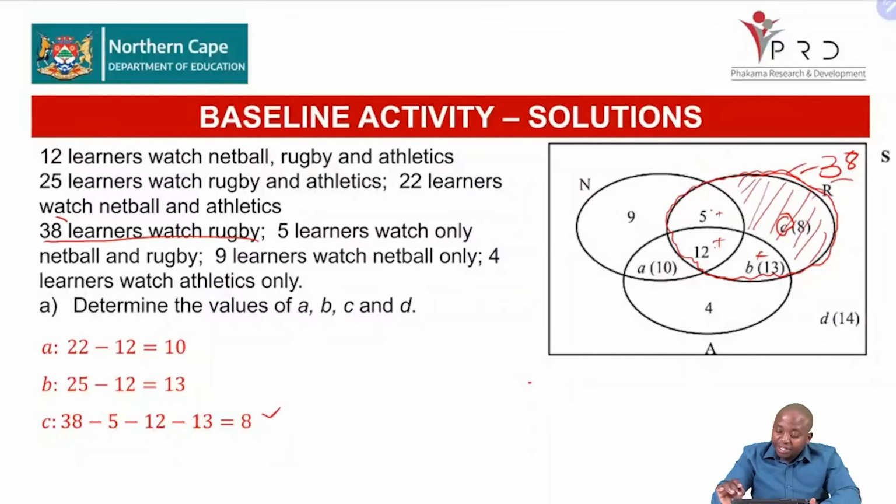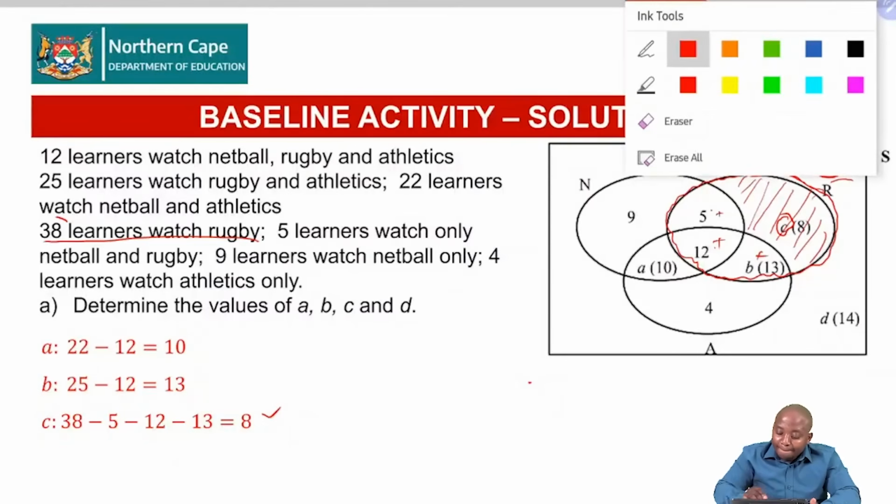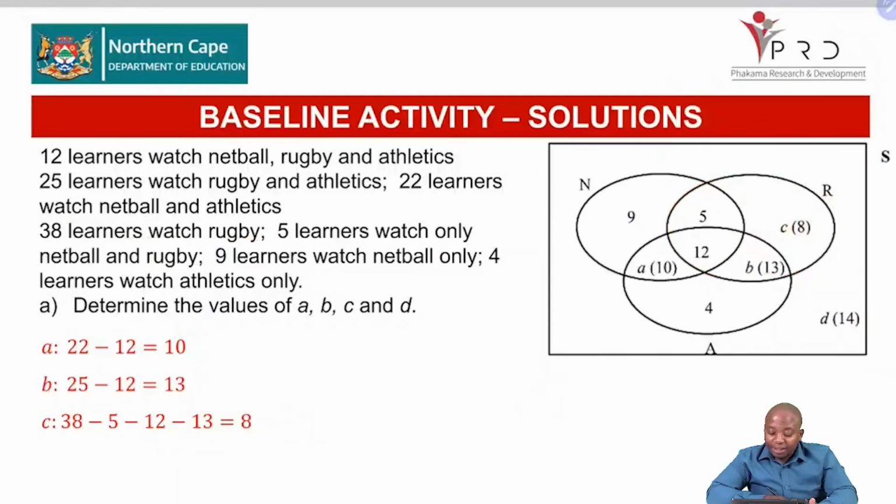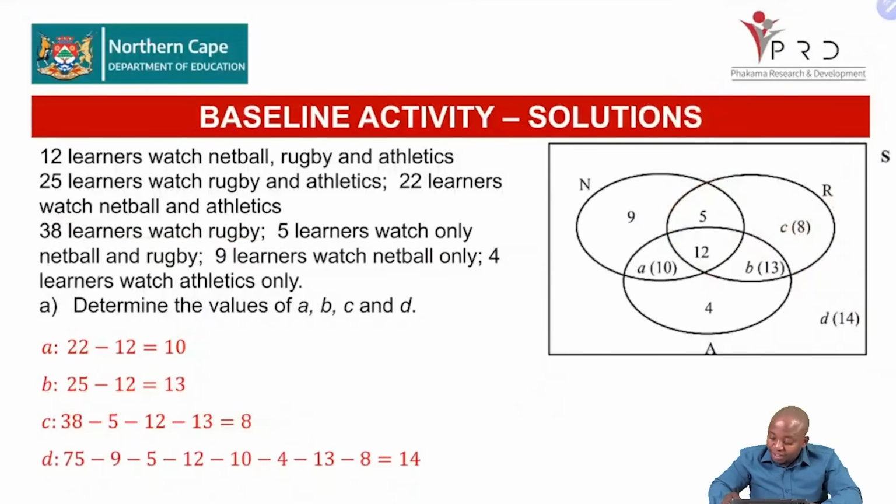Then let's proceed to our D. Now, what does the D speak to? The D speaks to the remaining. So these are the ones that are not doing what? They are not participating in any of the events. So we know that our total for the sample space was 75. So we'll take the 75, we'll subtract all of the events that we are having for netball, rugby, and athletics. Then the answer will represent the learners that are not watching any of the sports.